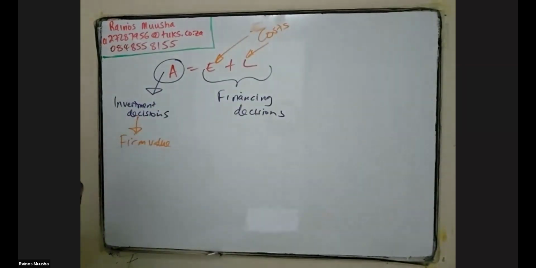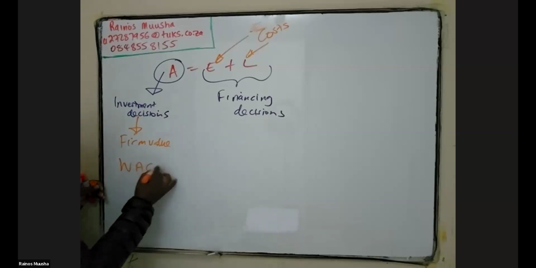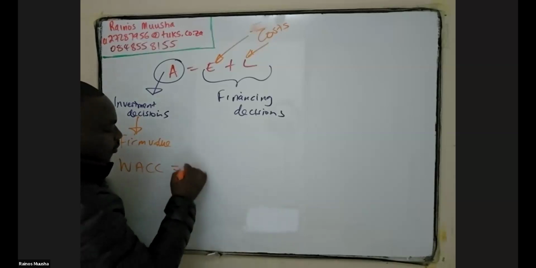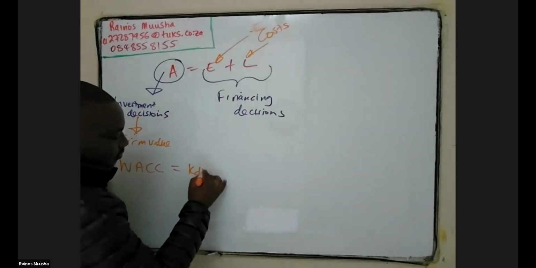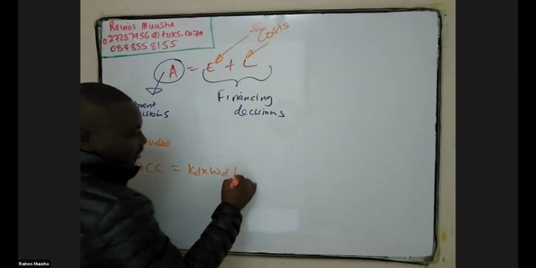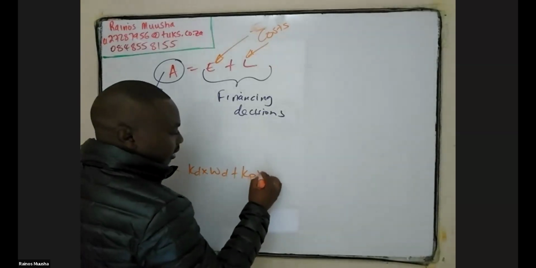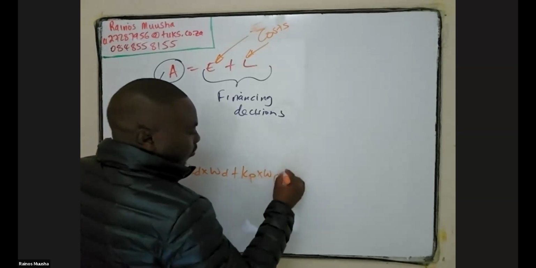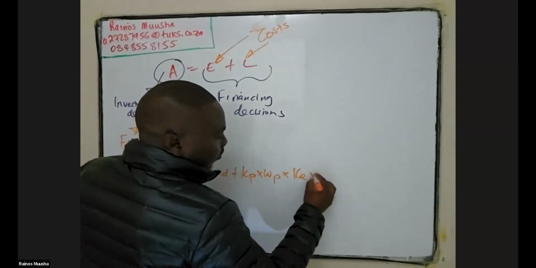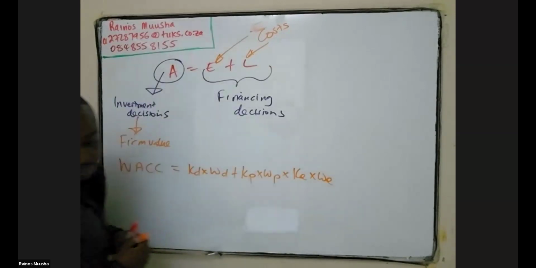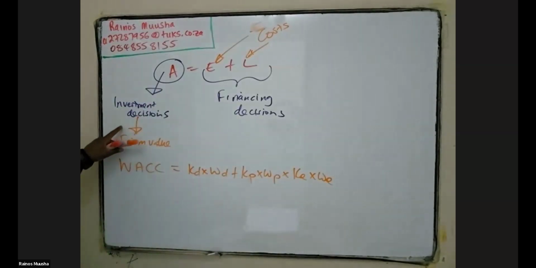And the goal with every business is to maximize the firm value, so you want to minimize your cost as much as possible. Which means these two chapters are basically leading us on to the calculation of the weighted average cost of capital, where the weighted average cost of capital is given as the after-tax cost of debt times the weight of debt, plus your cost of preference shares times the weight of preference shares, plus the cost of equity multiplied by the weight of equity. So to maximize the firm value, we need to minimize this weighted average cost of capital.